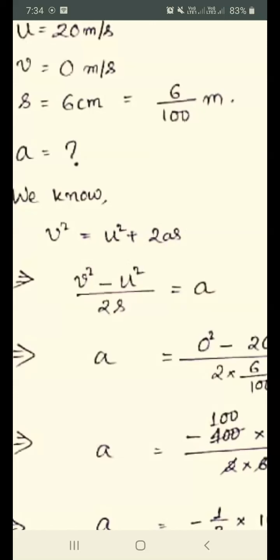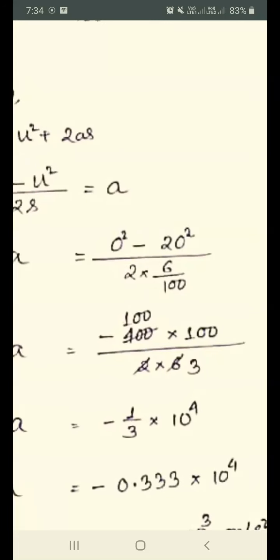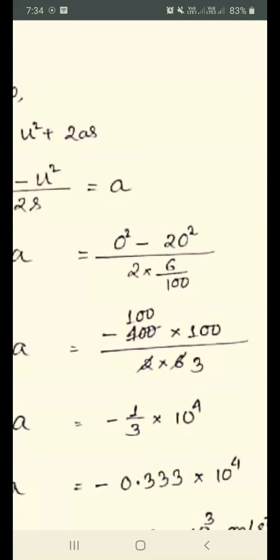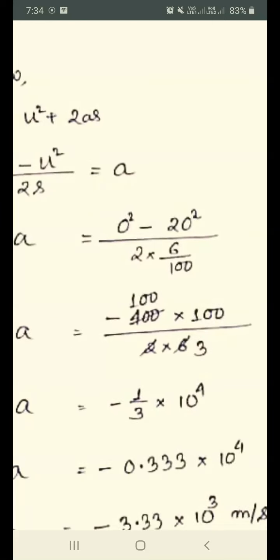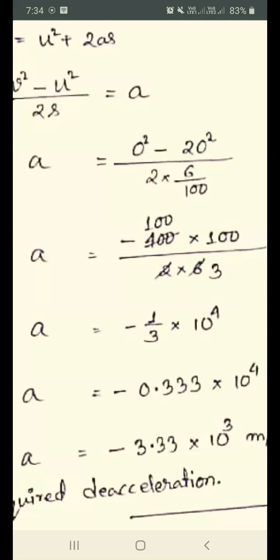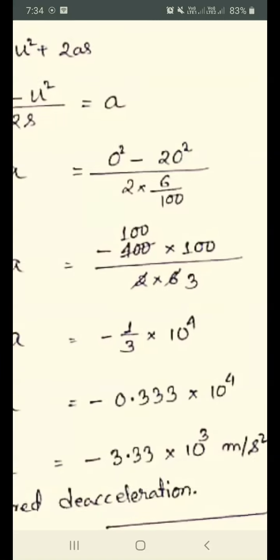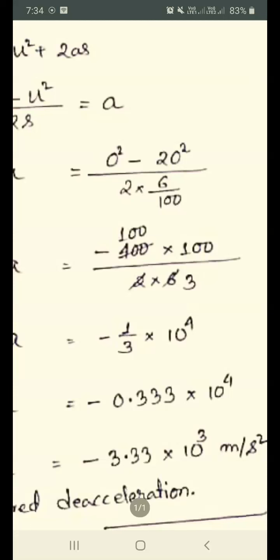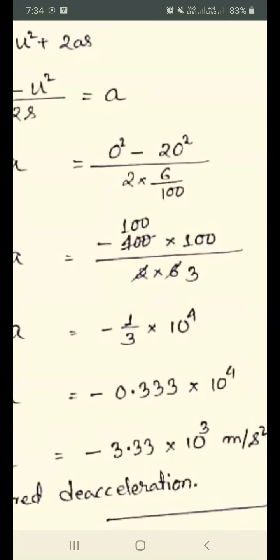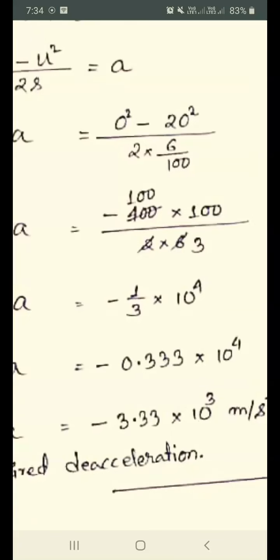Now we know that v square equal to u square plus 2as. Taking the other parameters to the other side and separating a, we get a is equal to v square minus u square divided by twice s. When we put in the values of v, u and s, we get 0 square minus 20 square divided by 2 into 6 by 100. This is equal to minus 20 square, that is minus 400, into 100, because the 100 in the denominator of the denominator comes above. So this becomes minus 400 into 100 divided by 2 into 6.